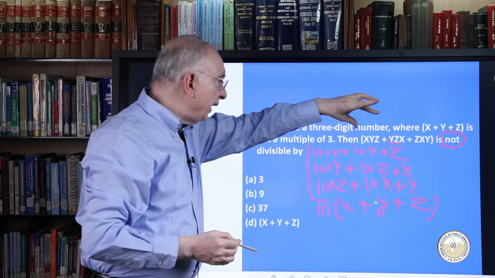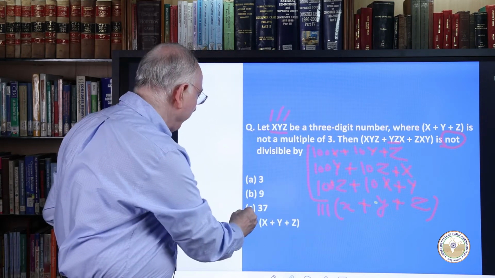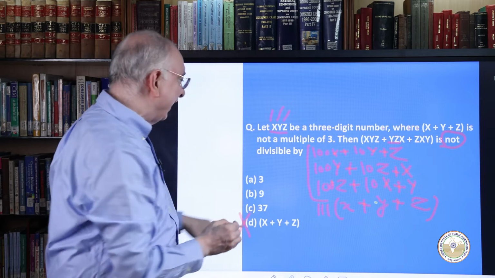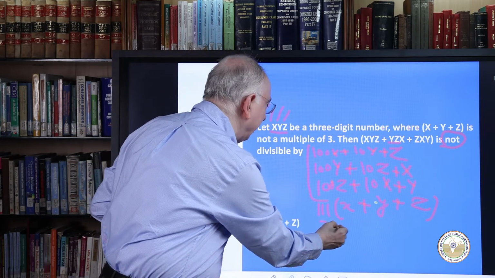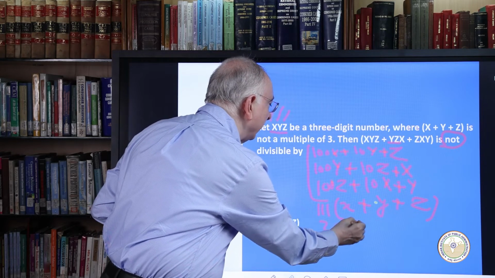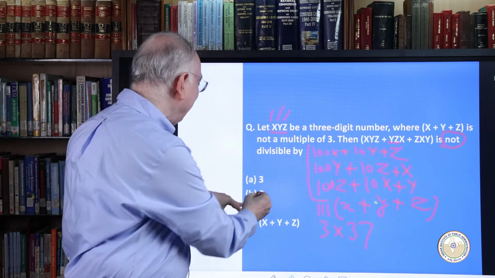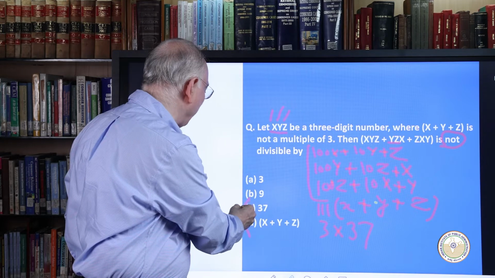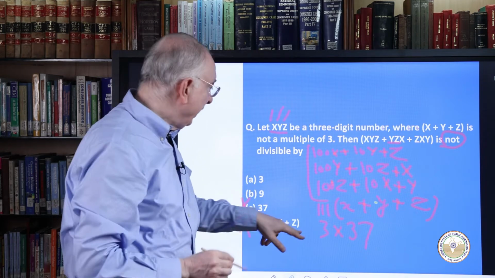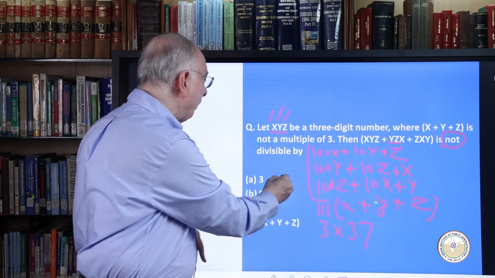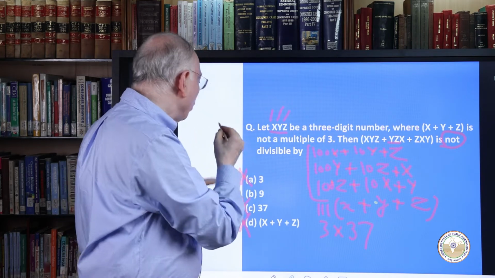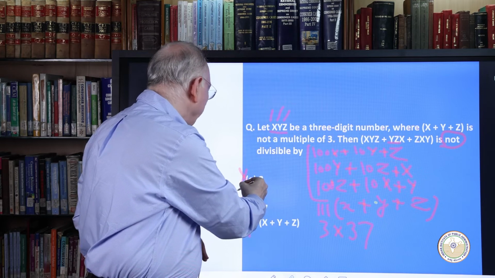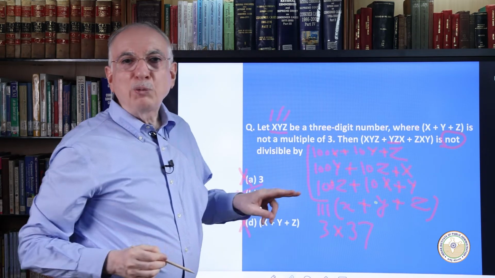This expression is divisible by xyz, so we have to eliminate this. Now 111 can be written as 3 into 37. That means it is divisible by 37, so we have to eliminate this C, and likewise this is divisible by 3 also, so we have to eliminate A as well. So we are left with B, therefore the right answer is option B.